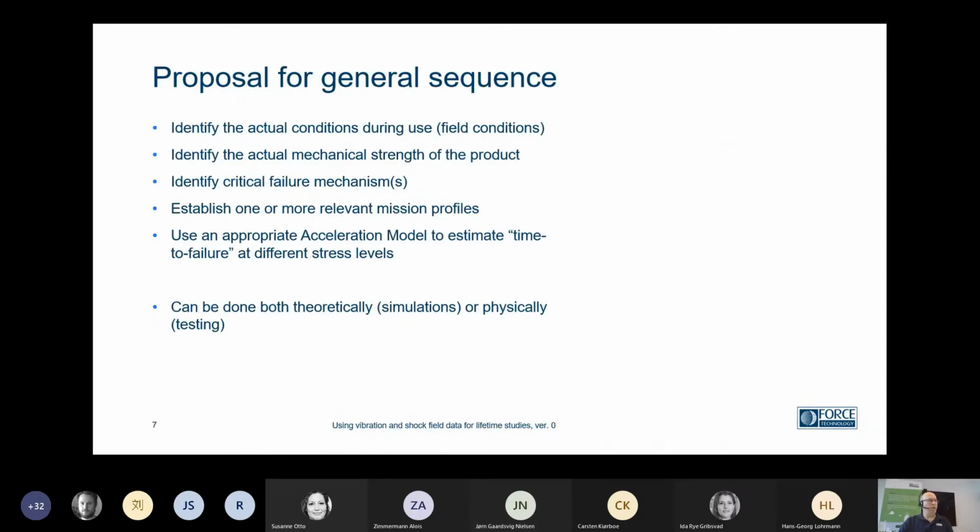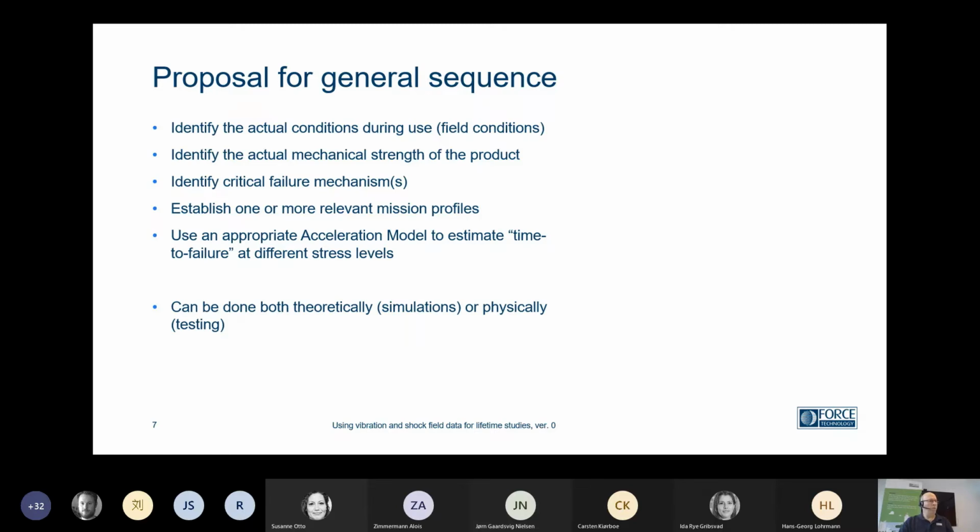If I have a general sequence for how we can work with this field condition, then we can identify the actual conditions, use situation or field condition. We can identify the mechanical strength of the product. We can identify what we call critical failure mechanisms. We can establish one or more what we call mission profiles. That's the use scenario. And there will, of course, come examples of this during the presentation.